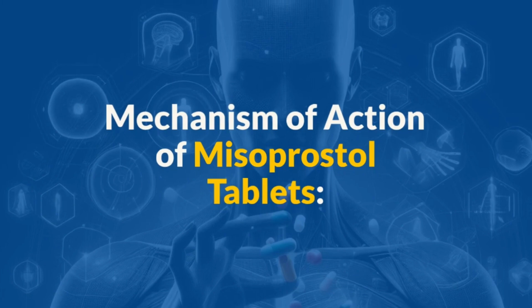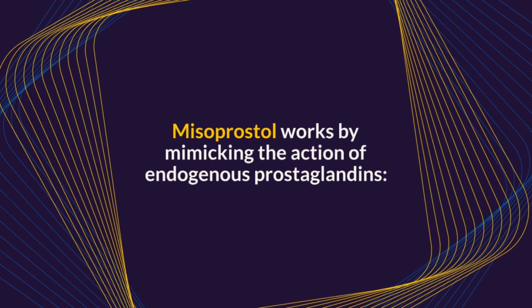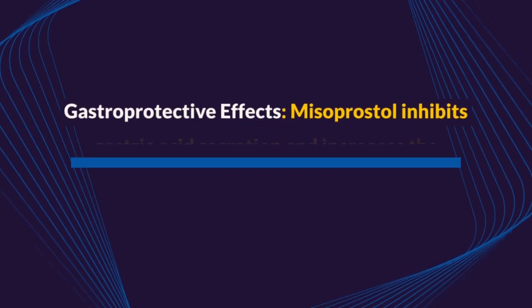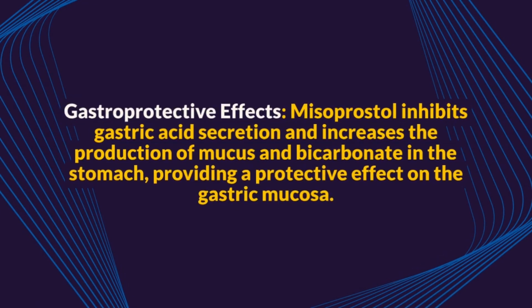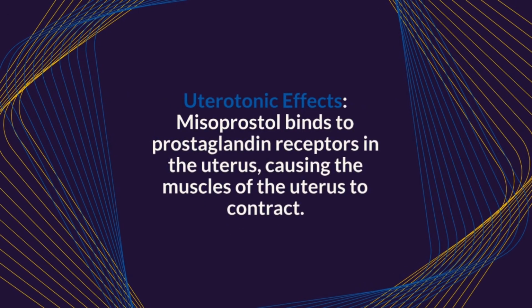Next, mechanism of action of misoprostol tablets. Misoprostol works by mimicking the action of endogenous prostaglandins. Misoprostol inhibits gastric acid secretion and increases the production of mucus and bicarbonate in the stomach, providing a protective effect on the gastric mucosa. Misoprostol binds to prostaglandin receptors in the uterus, causing the muscles of the uterus to contract.